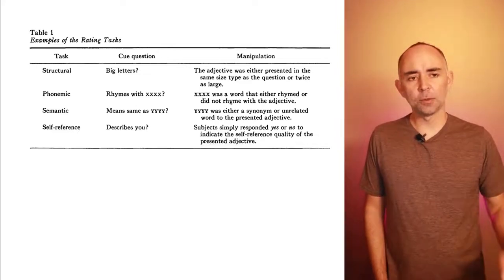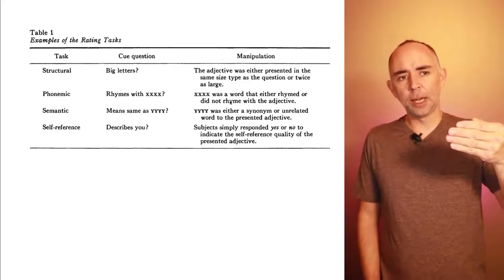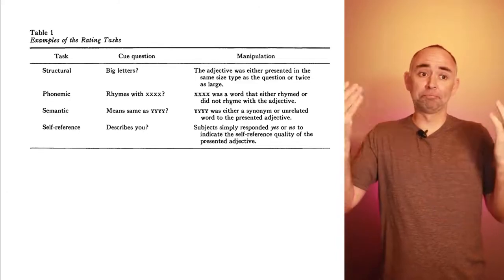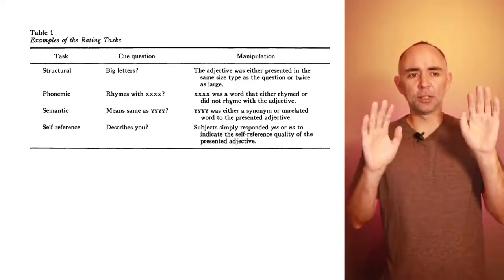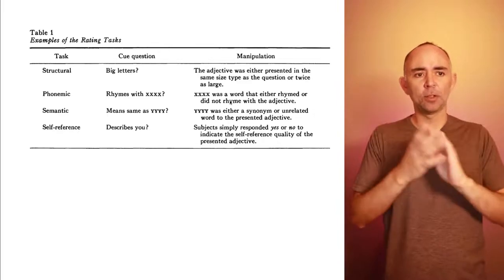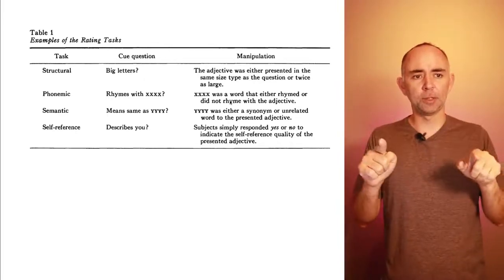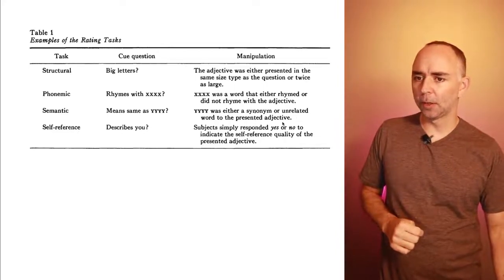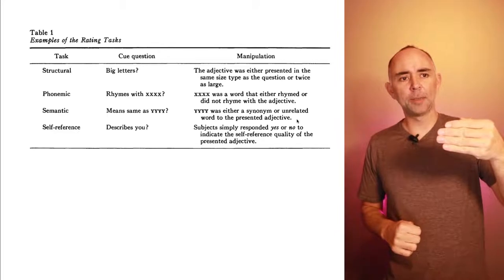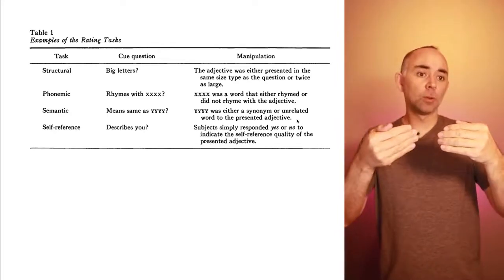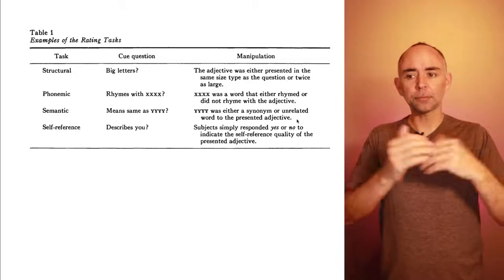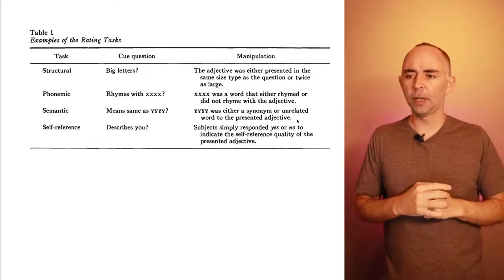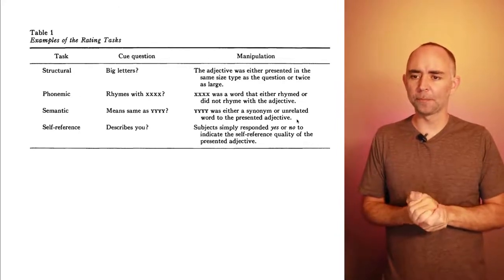Another version of the task was you'd see an adjective like happy, and you'd be shown another word like sappy, let's say. And the question was, does this word rhyme with that word? So you have to look at the words and make a rhyming judgment. The third encoding task was you see a word like happy, and then maybe you see another word like joyful, and you're asked, do these have similar semantic meanings? So now you're evaluating semantic meaning of the words.